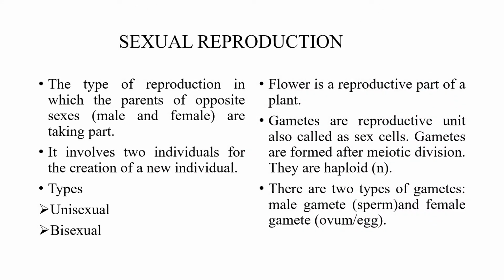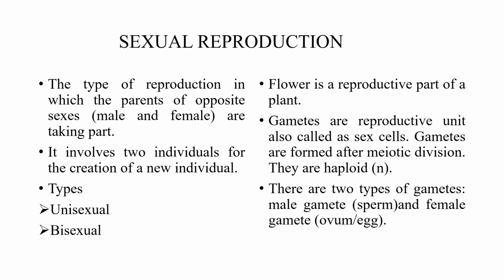Sexual reproduction. What is it? The type of reproduction in which parents of opposite sexes, male and female, take part. It involves two individuals for the creation of a new individual. There are two types of plants, unisexual and bisexual. Flower is a reproductive part of a plant.